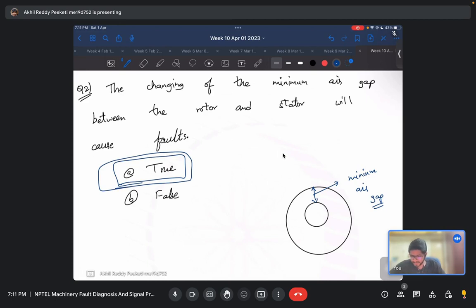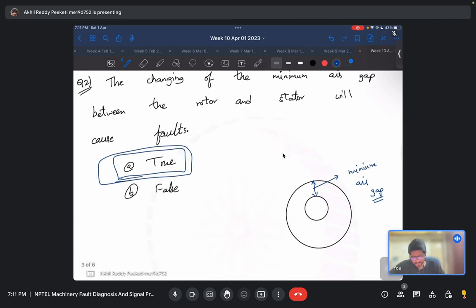So there is a specific name for this changing of the minimum air gap. It's called dynamic eccentricity. As we have seen in our earlier weeks, eccentricity is when it's not aligned or concentric. So when there is a gap between them, then it will lead to some eccentricity. And because the air gap is constantly changing, this eccentricity is not stationary, so it's a dynamic eccentricity.